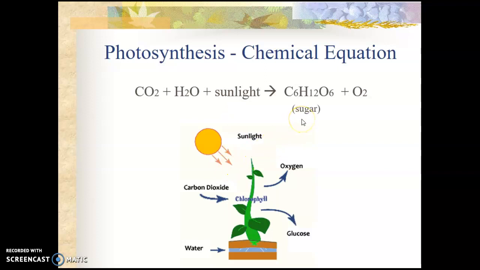Our products are sugar, which is C6H12O6, noted by glucose in our image, notice the arrow leaving, as well as oxygen. Even though we have sugar and oxygen produced, please note that sugar is the gold product of photosynthesis. The fact that oxygen is produced, it is a byproduct. It is not a needed product by the plant for this process, so it is released from the process. We just happen to benefit very much from the process releasing oxygen.